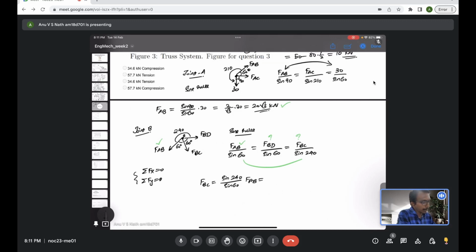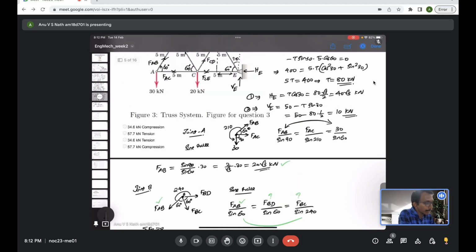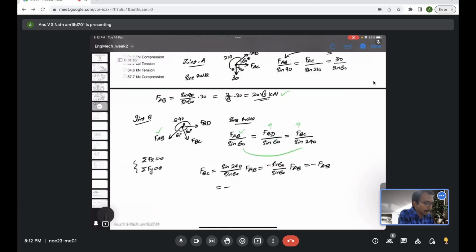Now what is sine of 240? 240 is 180 plus 60, right? So sine of 180 plus 60 is basically minus sine 60. So minus sine 60 by sine 60 into FAB. So it will be just minus FAB, which is negative of FAB. We have already evaluated, it is 20 root 3 kilonewton. So it's negative 20 root 3 kilonewton. So FBC is equal to minus 20 root 3.